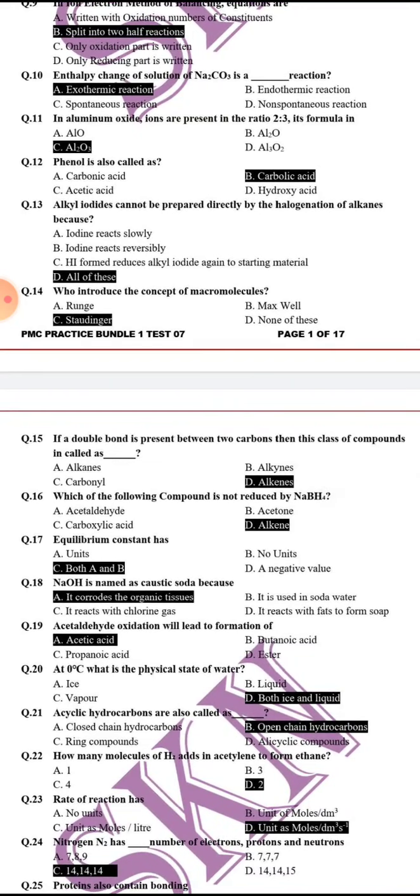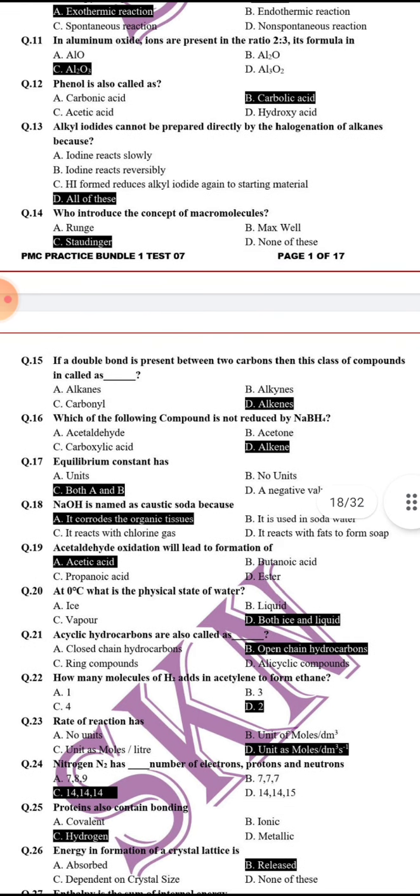Next MCQs. If a double bond is present between two carbons, then this class of compound will be called alkenes. Single bond alkane, triple bond alkynes, and carbonyl compound, no alkenes. Delta option.